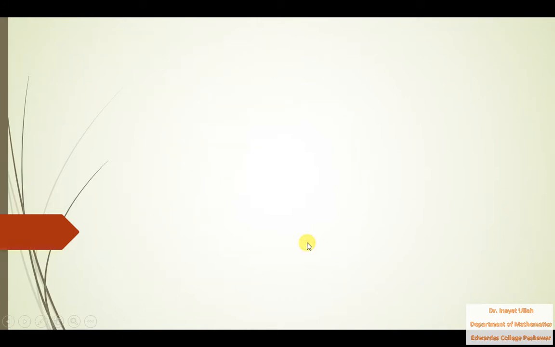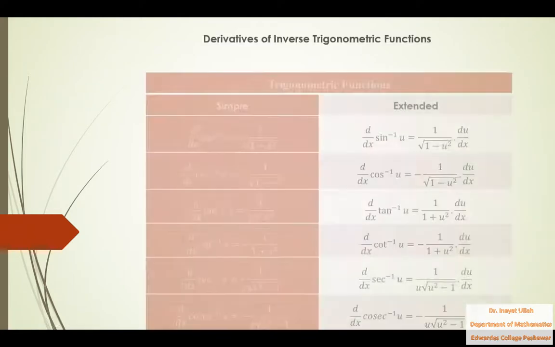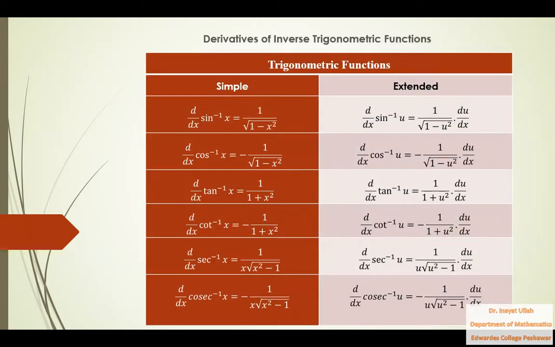In this slide, we will be studying the derivatives of inverse trigonometric functions. We know what trigonometric functions are: sine x, cos x, tangent x, secant, cosecant, cotangent. All of these functions are called trigonometric functions. Now in this slide we will be studying the derivatives of inverse trigonometric functions.